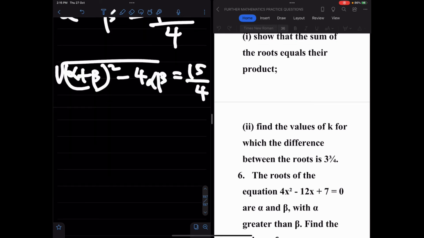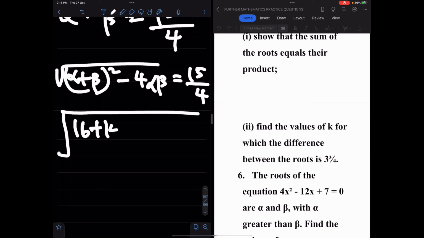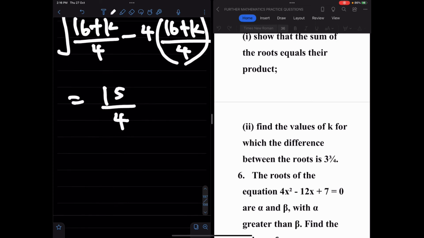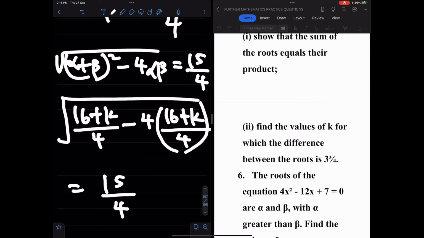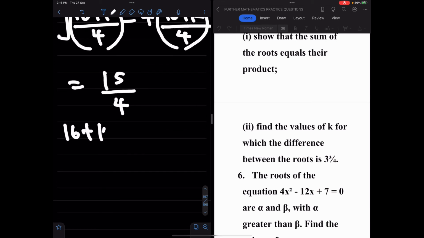And that simply means the sum of the roots, alpha plus beta, is 16 plus k over 4, minus 4 times the product of the roots, which is also 16 plus k over 4. And the whole of that is equal to 15 over 4. Now, I almost made a mistake. This is the square of alpha plus beta, so it's supposed to be 16 plus k over 4 all squared. Now, squaring both sides, I'm going to be left with 16 plus k over 4 all squared.